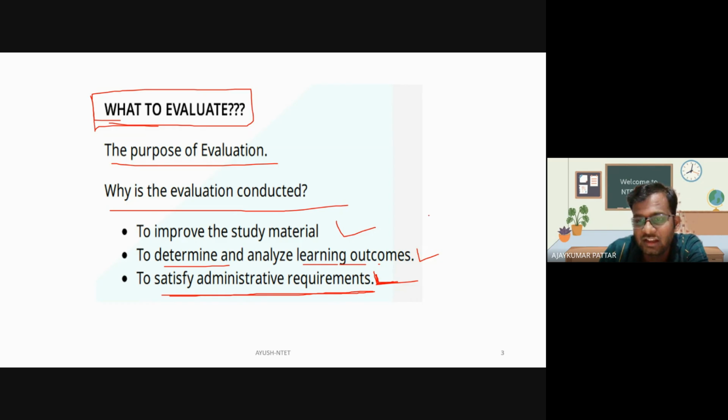Based on this evaluation or ranking only, the institution will be graded according to NAAC, A plus, A plus.